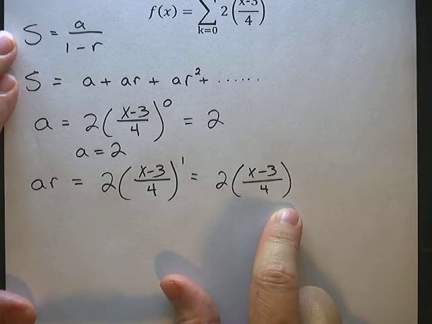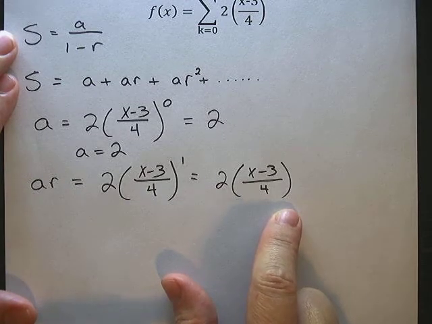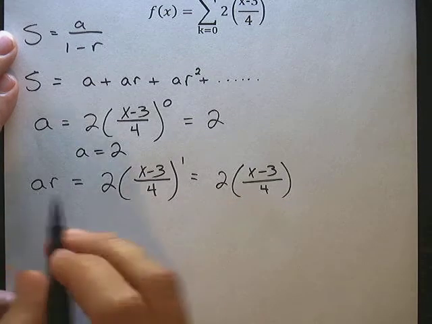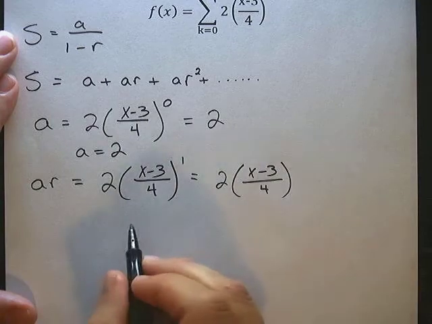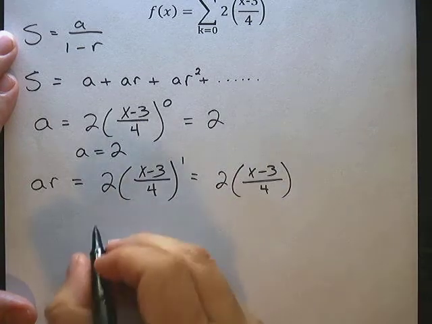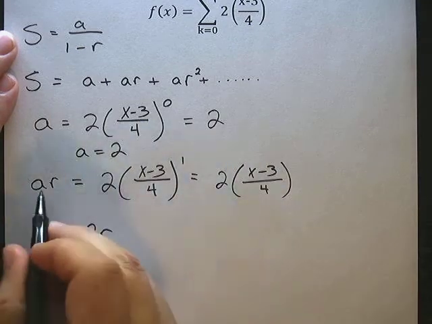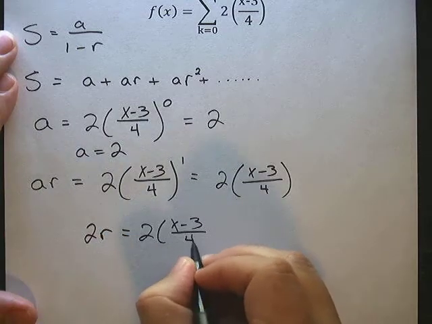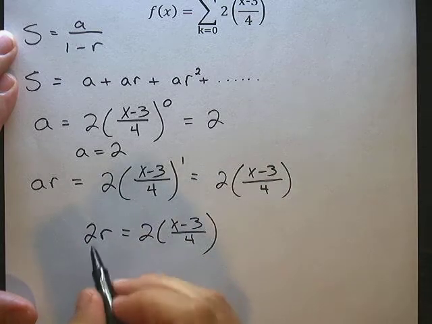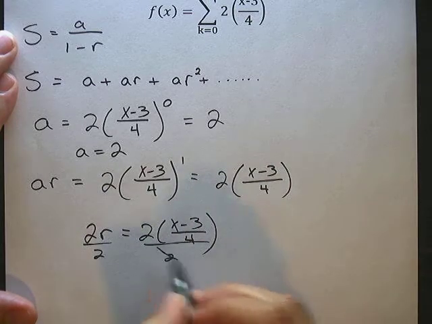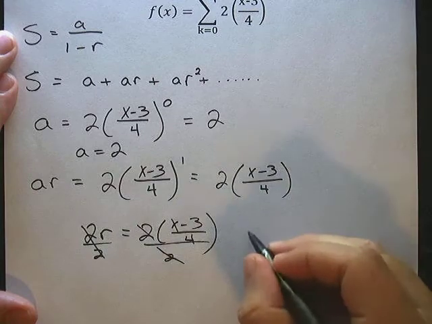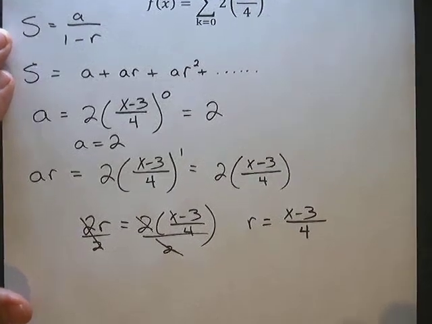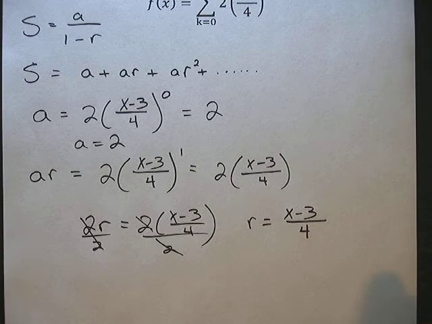In order to get rid of the a, we divide by a. We know that a is equal to 2, so I'm actually dividing by 2. So ar is equal to 2 times x minus 3 over 4. I can divide both sides by 2, and that's gone. That leaves r is equal to x minus 3 over 4.